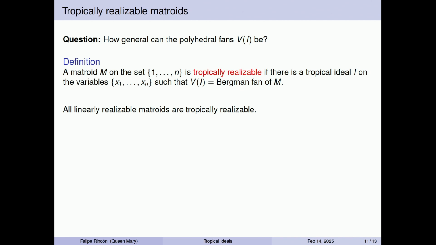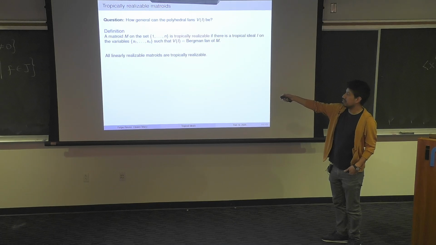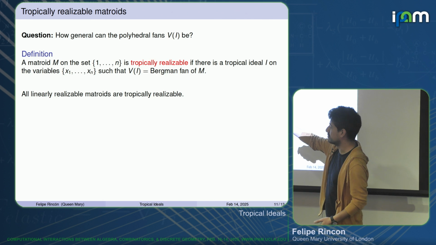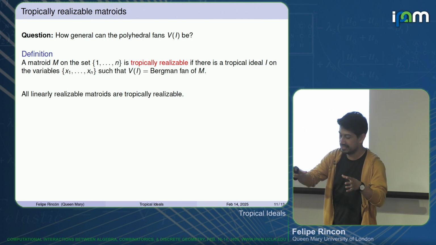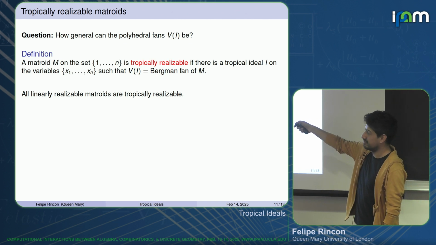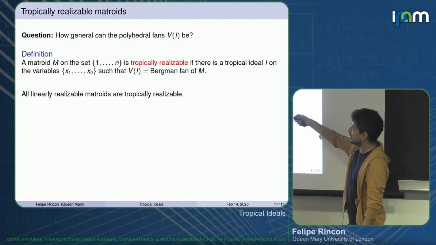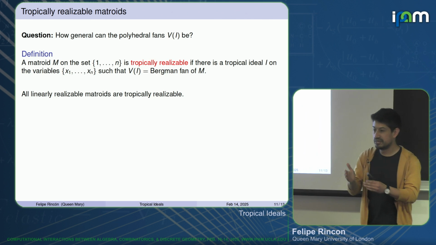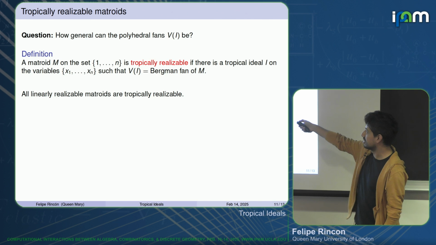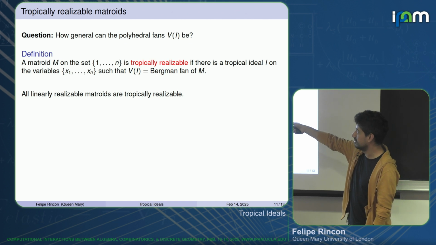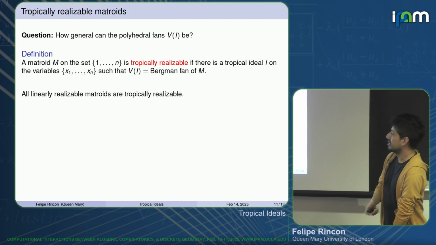I'm going to say that a matroid on the ground set 1 up to n is tropically realizable if you can construct a tropical ideal on those variables. So these are the monomials of degree 1, but then you'd have to have a matroid that tells you what the polynomials of degree 2 are, and so on, such that the variety of the ideal that you constructed is the Bergman fan of the matroid. This is a polyhedral representation of the matroid that we know is a balanced polyhedral complex, so there's a chance that it can appear as the variety of some ideal. We call them tropically realizable if it does appear as the variety of an ideal.